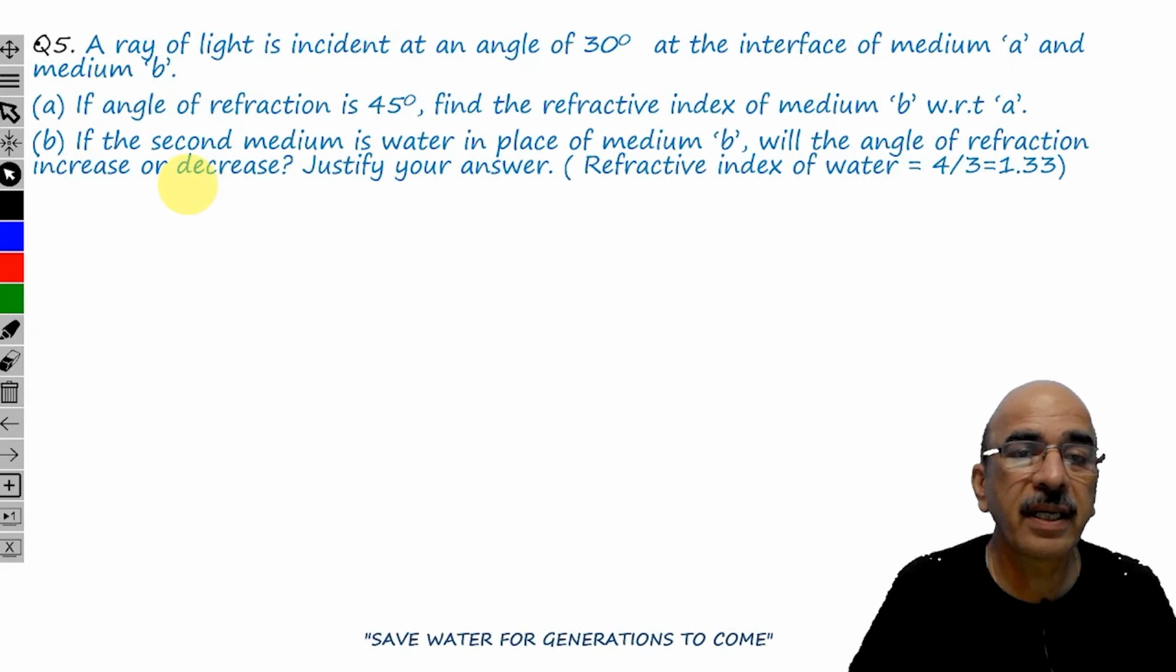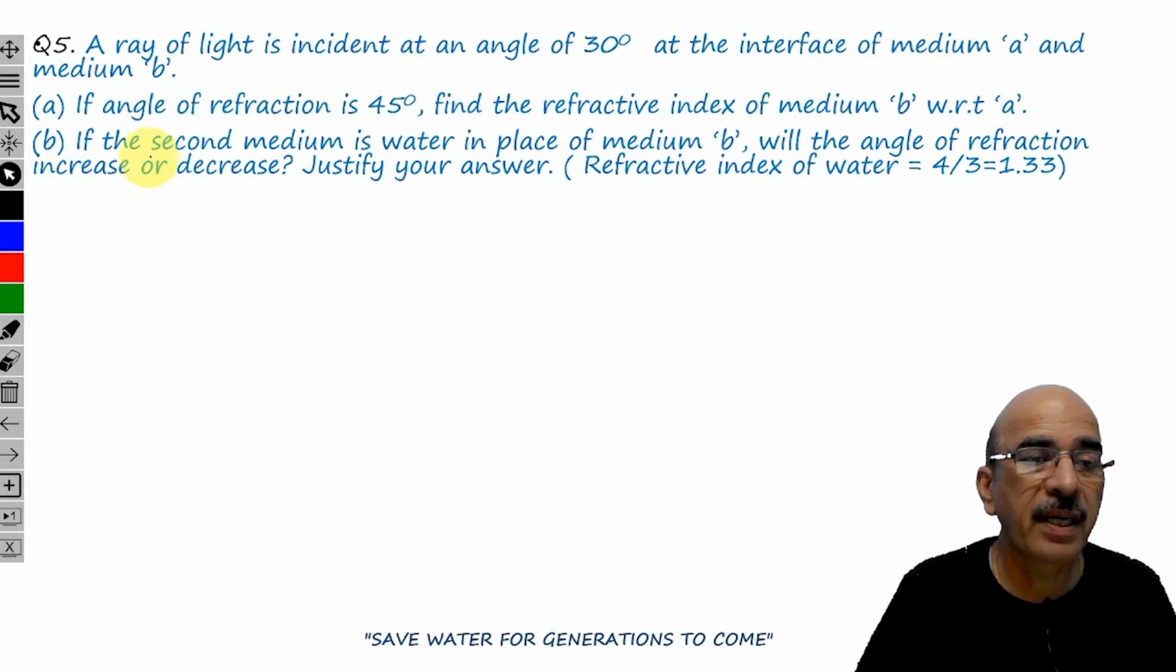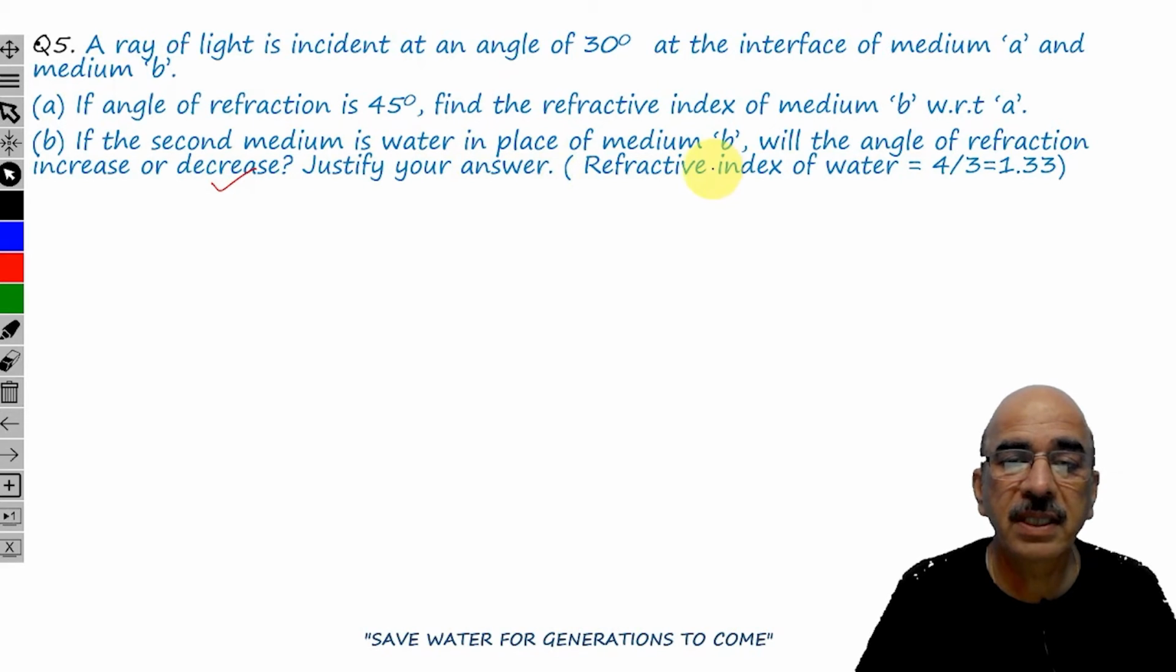A ray of light is incident at an angle of 30 degree at the interface of medium A and medium B. If the angle of refraction is 45 degree, find the refractive index of medium B with respect to medium A. The second part is: if the second medium is water in place of medium B, will the angle of refraction increase or decrease? Justify your answer. The second part is also very good.